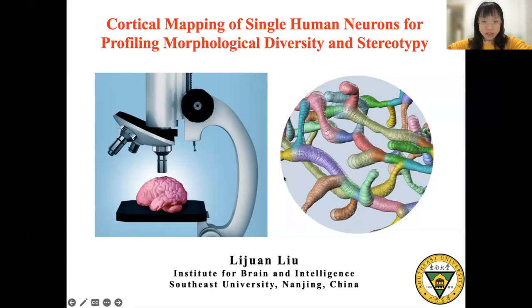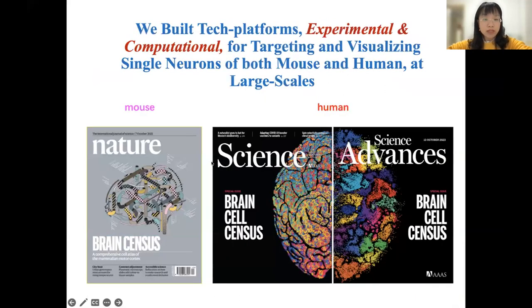Okay, thanks for the introduction. I'm really glad to have this opportunity to introduce our work. We are trying to dissect the human brain, the single cortical neurons, and how they look. I mean, the morphological diversity and stereotypy. So to study the single neuron level across the whole brain, we built tech platforms, both computational and experimental, for targeting and visualizing single neurons for both mouse and human at large scale.